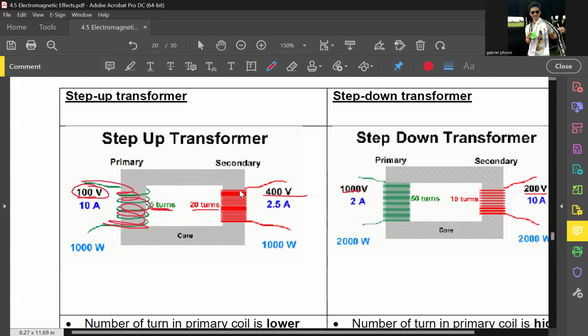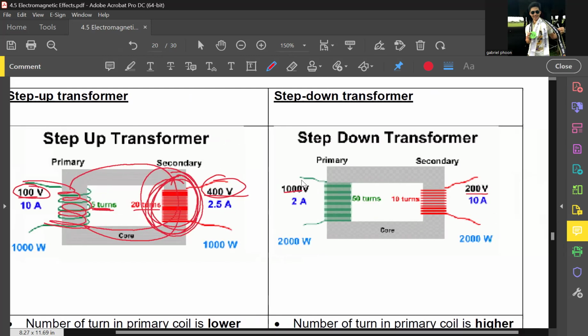And the magnetic field is going to cut through more number of turns here. If it cuts through more number of turns, then the voltage will be increased, because the magnetic field is cutting through more number of turns, right? Alternatively, it's true as well. If let's say I have 1,000 volts and I want it to become smaller, then I must have it cut through less number of turns, because I want to generate less voltage. The whole concept is that the magnetic field is the one that cuts through the secondary coil, which generates the voltage, guys. That's what I'm talking about.